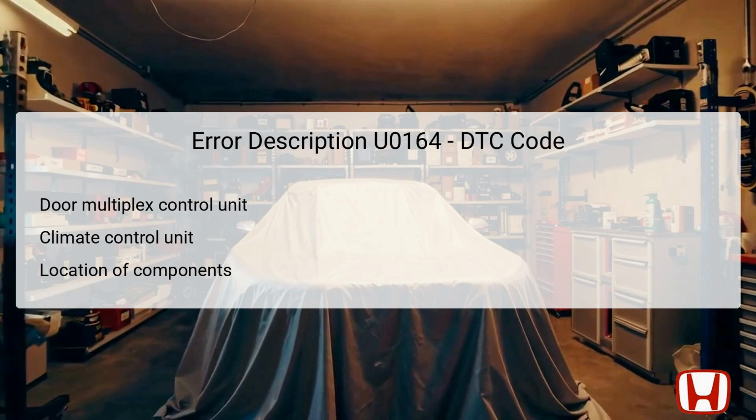Conversely, the climate control unit is responsible for maintaining the desired temperature inside the cabin by controlling heating and air conditioning. It is usually found in the central console area, whereas the door multiplex control unit is positioned under the dashboard on the driver's side. Given their proximity, it's easy to suspect issues such as faulty wiring or loose connections, which can disrupt communication and lead to improper functioning of the climate system, causing discomfort to the vehicle occupants.